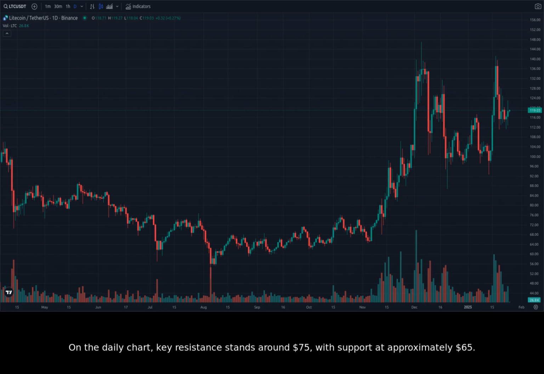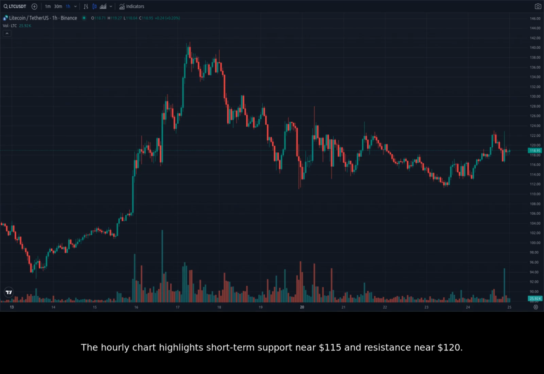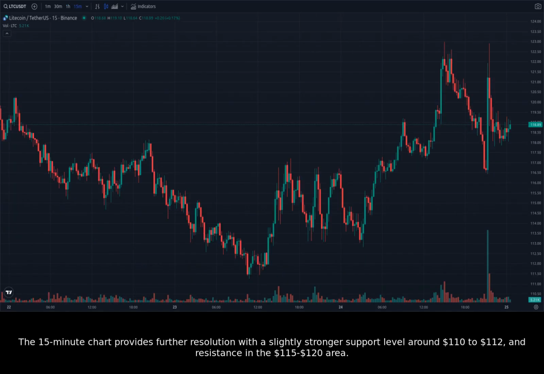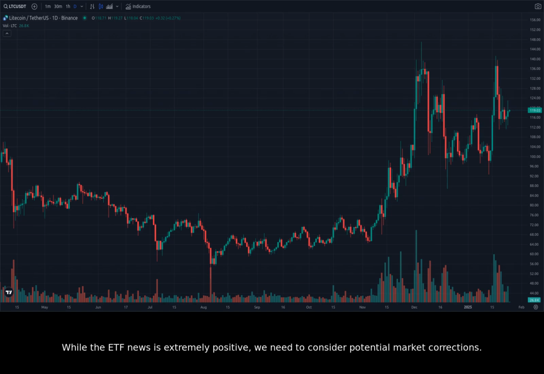On the daily chart, key resistance stands around $75, with support at approximately $65. The hourly chart highlights short-term support near $115 and resistance near $120. The 15-minute chart provides further resolution with a slightly stronger support level around $110 to $112 and resistance in the $115 to $120 area. While the ETF news is extremely positive, we need to consider potential market corrections.